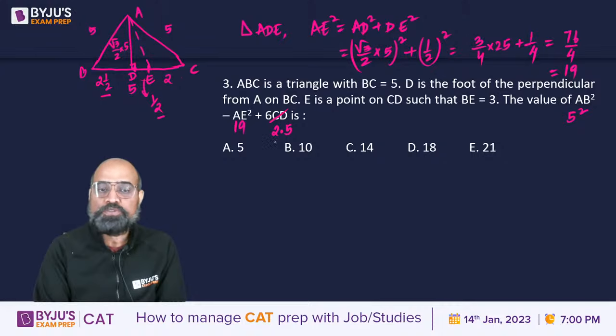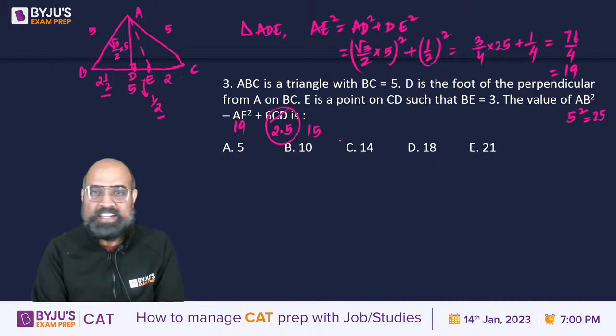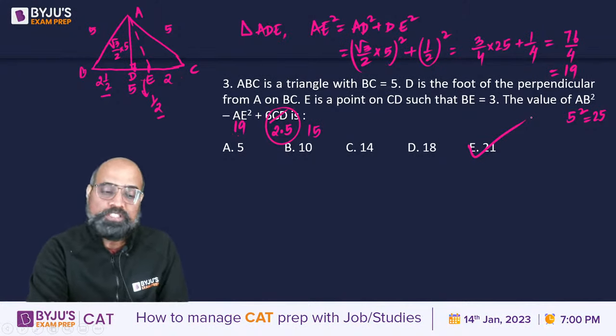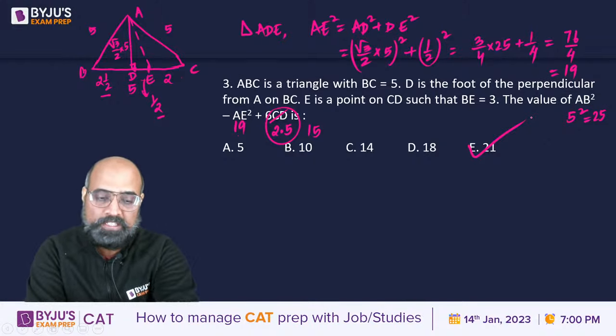We have 6 into 2.5, which will result in 15 here. And then we have 5 square, which is 25 here. So 25 minus 19 plus 15 is minus 4. 25 minus 4 is going to be 21. So that is our answer. So far, none of the questions are wrong. So every question so far makes sense. Okay.